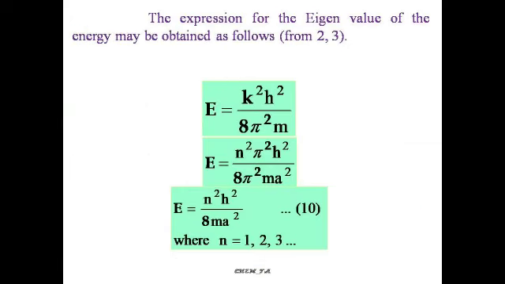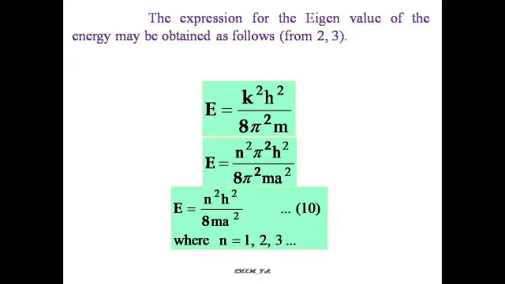The energy of the particle is also obtained by solving the Schrodinger wave equation as E = n²h²/8ma², where h is Planck's constant, n is the quantum number, and a is the total length of the box. The quantum number varies as 1, 2, 3, 4 and so on.